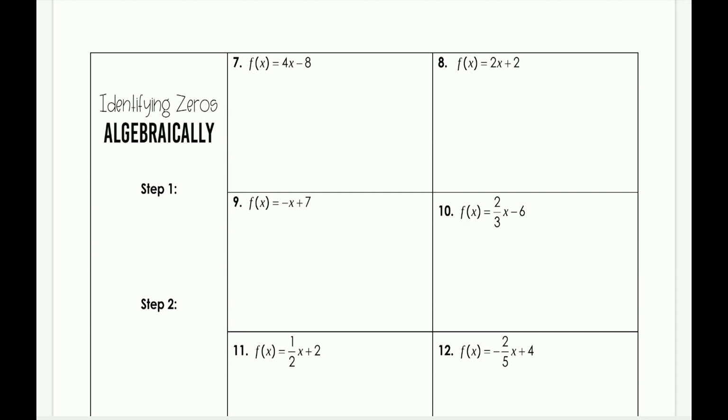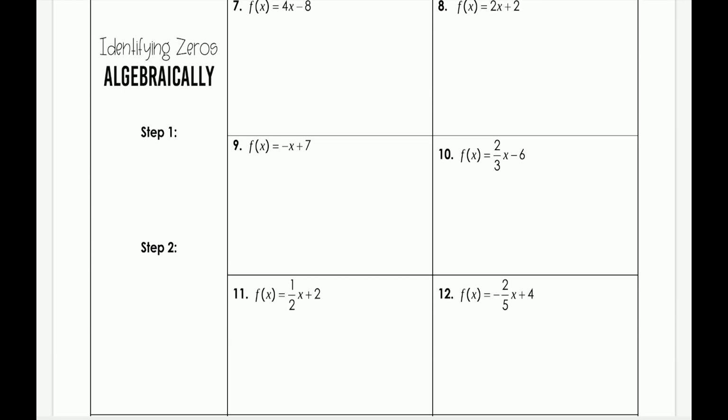So we talked about solving graphically, but what happens if we have to do it algebraically instead? So there's 2 steps for it. The first step is to set the function equal to 0. And step 2 is to solve for x. So let's give it a try.